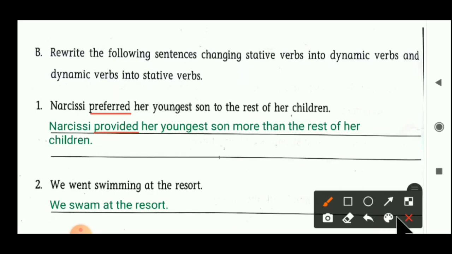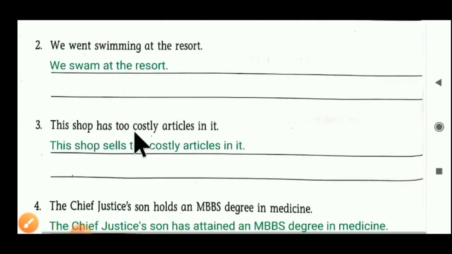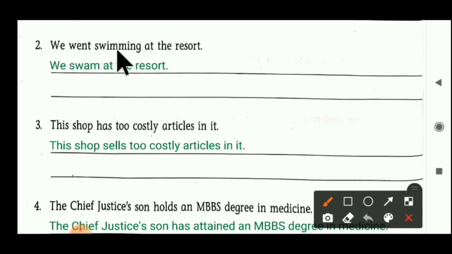Now the second sentence we have to do. We went swimming at the resort. Here went is used as a verb, and went is an action, so it's used as a dynamic verb. We have to convert it into a stative verb. So I write here: We swam at the resort. Here swam becomes a stative verb and the sentence changed, but the sentence meaning remains the same. So it becomes like that.